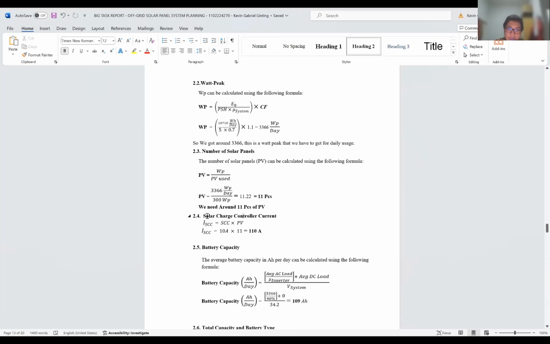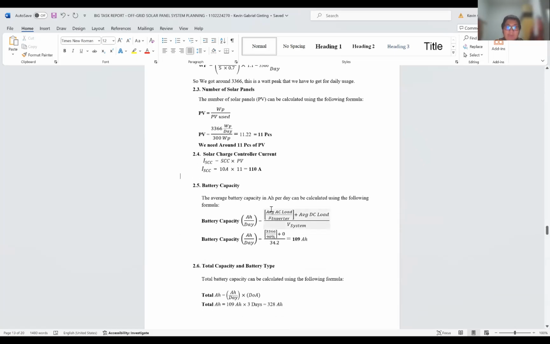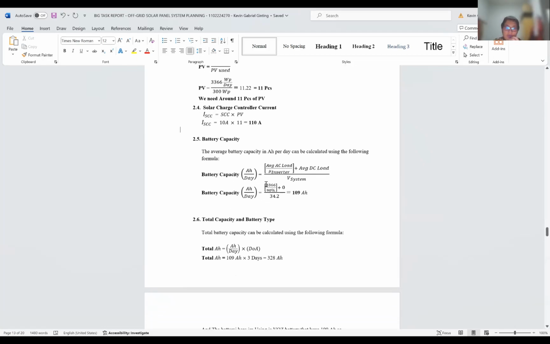And the third, you have to know the solar charge controller current with this formula, and you will get 110 ampere. After that, you have to know the battery capacity, that is, what kind of battery you want to use in your home for your solar panel. In here, my battery capacity is around 109.